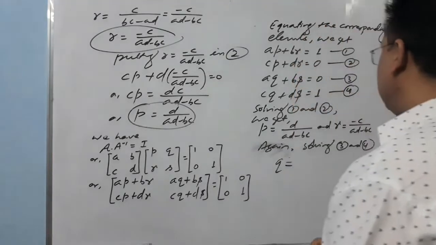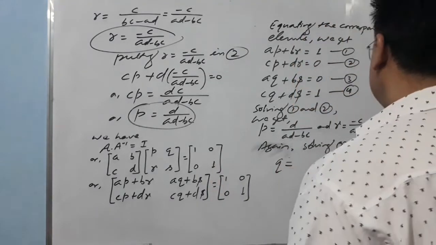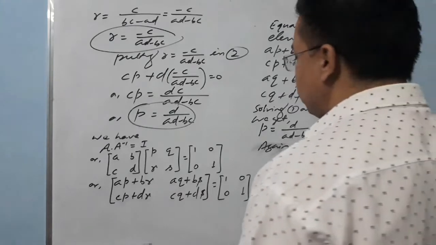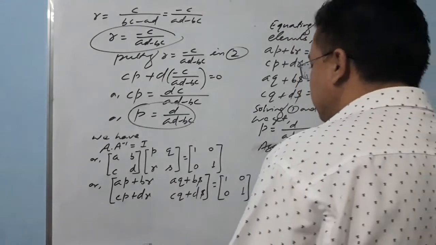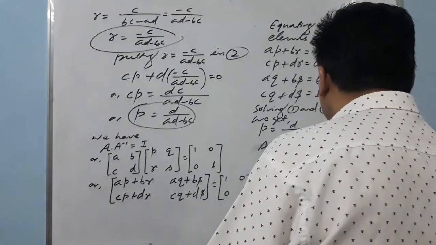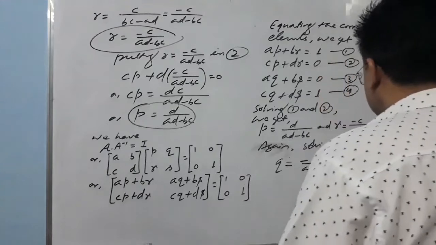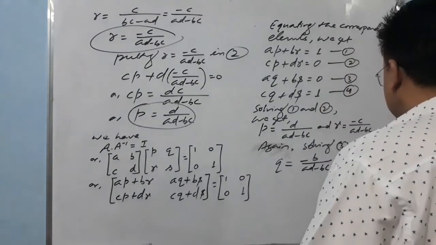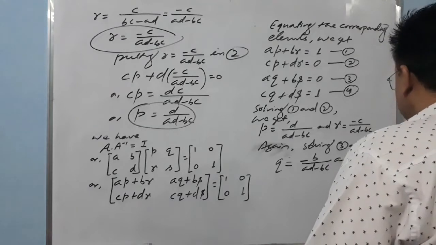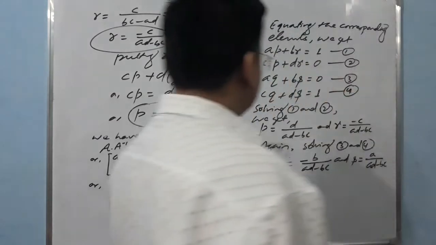Q is equal to, you can solve it because you don't know, but I know, so that's why I'm writing. You will get Q is equal to minus B upon AD minus BC, and S is equal to A upon AD minus BC. These are the values.